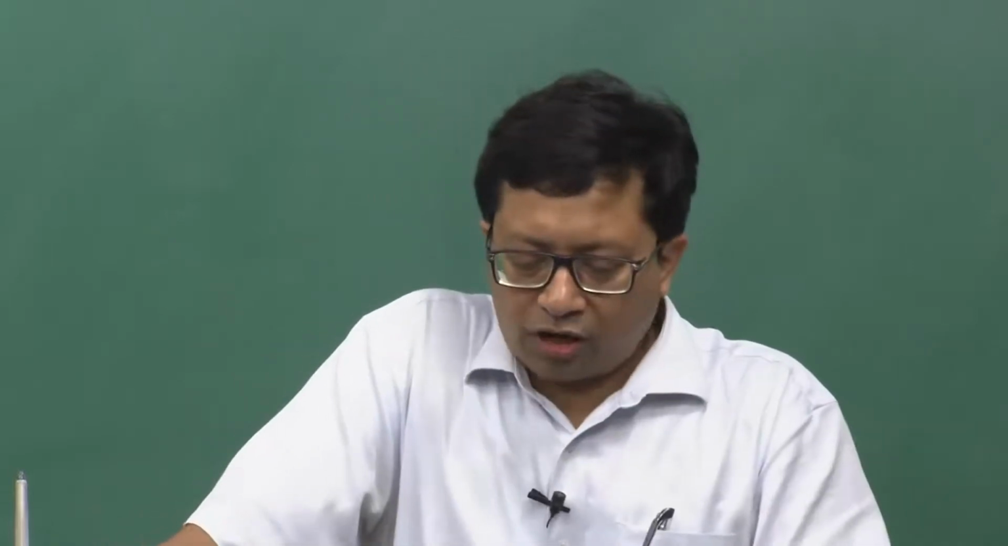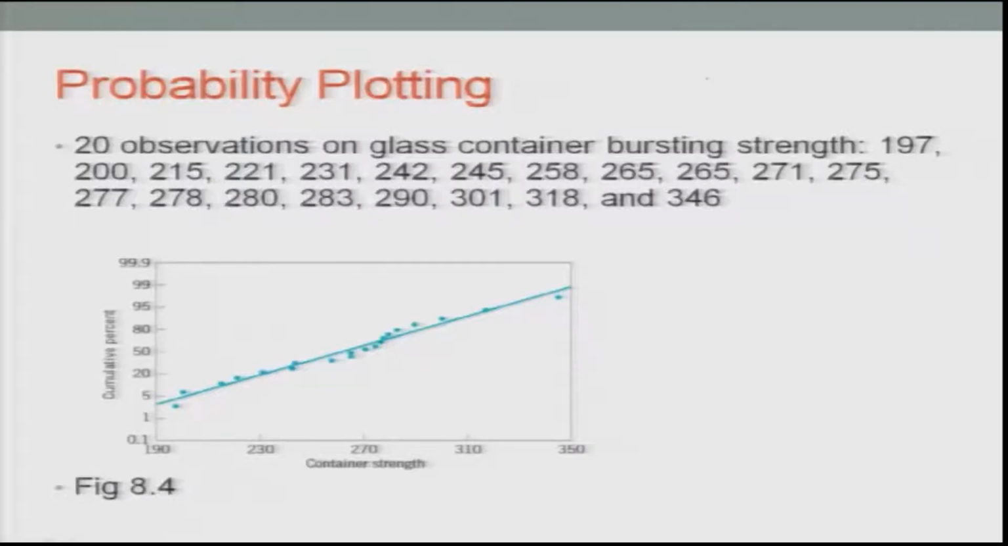So once we plot the observations for the bursting strength, this is how they come out. And if you remember the QQ plots which I mentioned, the 45 degree line, they are not actually 45, there are some aberrations. So obviously it is not a normal distribution. The values are given as 197 for the 20 observations, 200, 215, till the last 3 which are 301, 318 and 346.